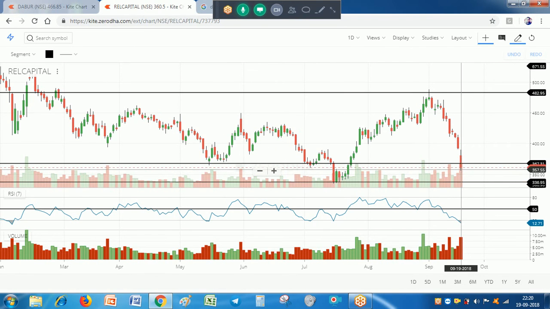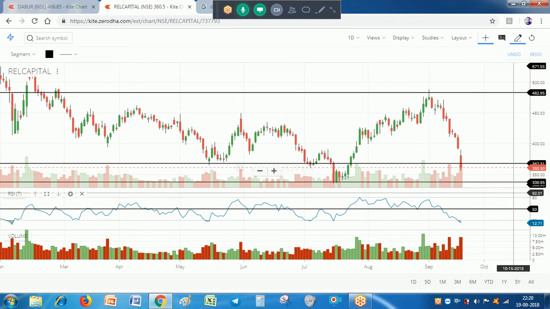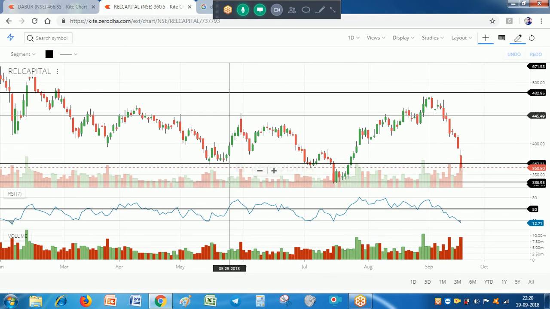Actually there is a gap, somewhere around 20 points. Hopefully it will come down to this level somewhere. It's not sure that it will come to that level, maybe it will take a reversal from this level also, but we have to keep a watch. If the stock goes there, there are high chances around 140 to 130 level that it will take a reversal upside. So just keep a watch on this.